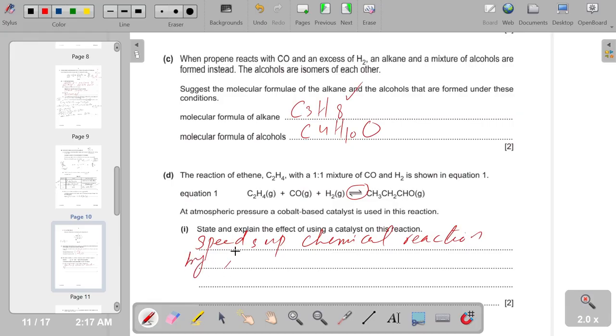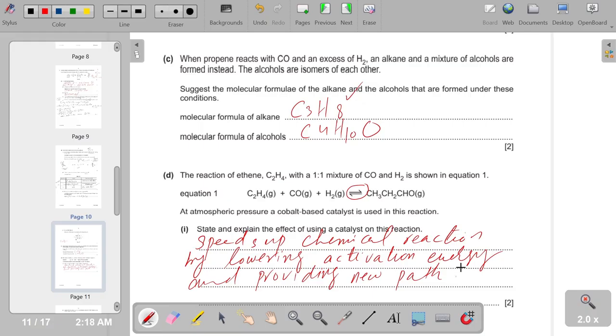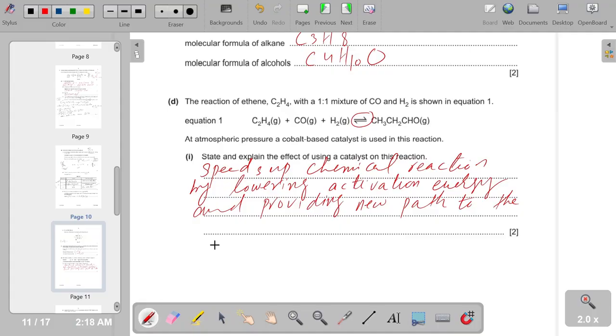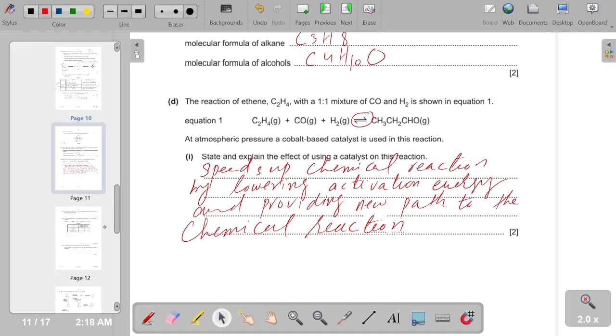by lowering the activation energy and providing a new path to the chemical reaction, okay? So now we can proceed to the next topic.